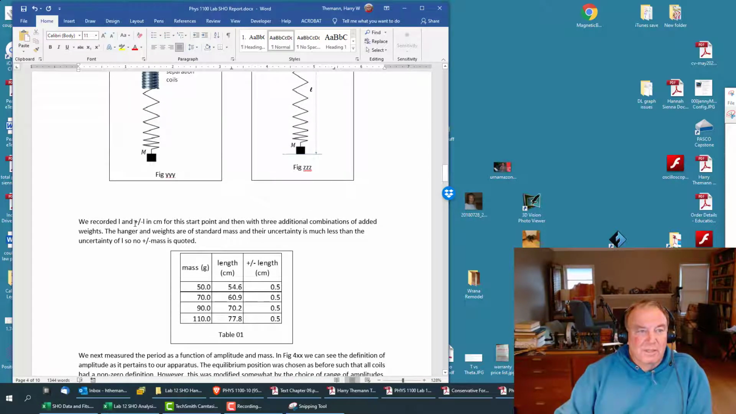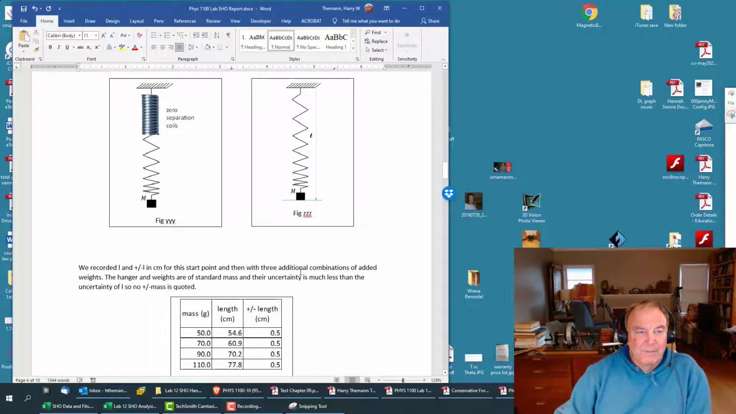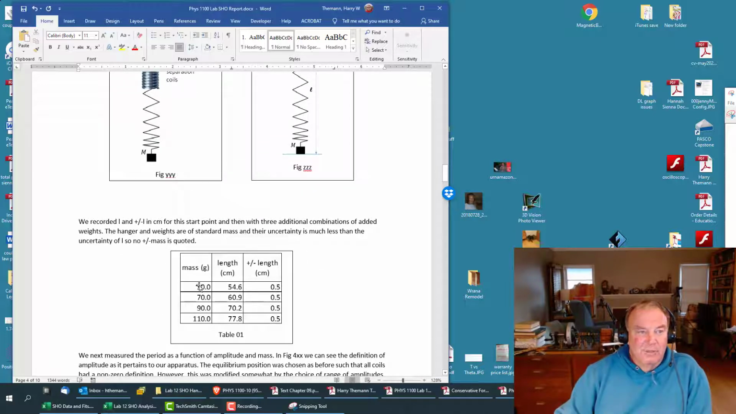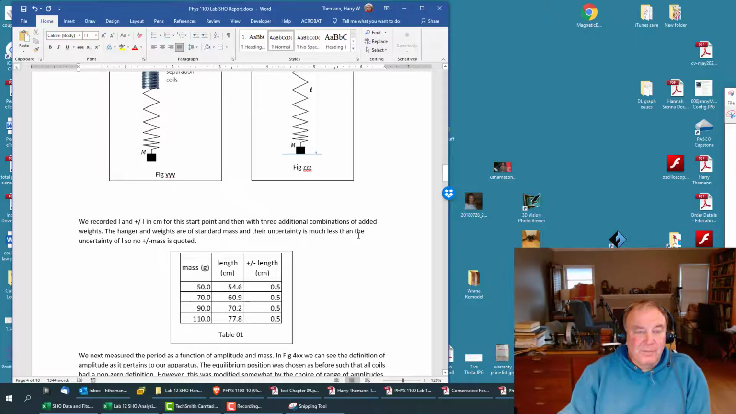So then we recorded L and plus minus L. Well, first we determined some kind of mass. Yeah, we put enough mass on it just so the coils have some non-zero separation. And then we recorded that mass and that length, and then we put on 3 more weights, and we recorded the length and a plus minus length.